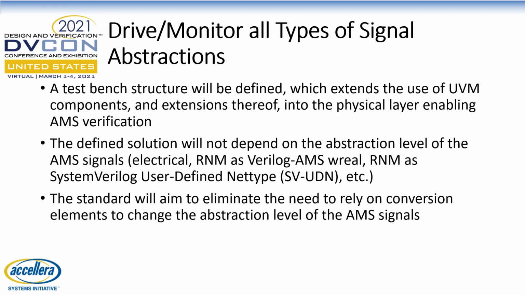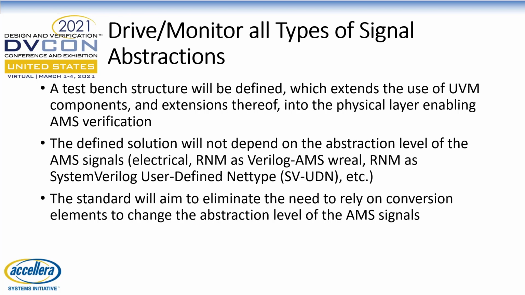The second capability of UVM-AMS is to drive and monitor all types of signal abstractions. A test bench structure will be defined, which extends the use of UVM components and the extensions thereof into the physical layer, enabling AMS verification. This means that a driver or a monitor extends into the physical layer and is able to generate or sample analog signals. The defined solution will not depend on the abstraction level of the AMS signals. An analog signal can be electrical, it can be real valued, it can be Verilog-AMS, it can be a SystemVerilog user-defined net type, and so on. But this does not affect the defined solution.